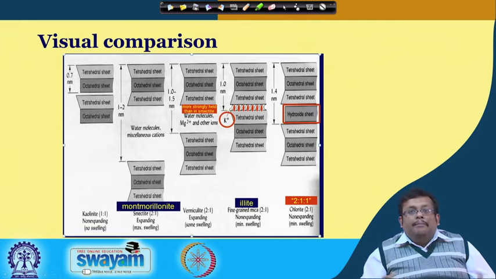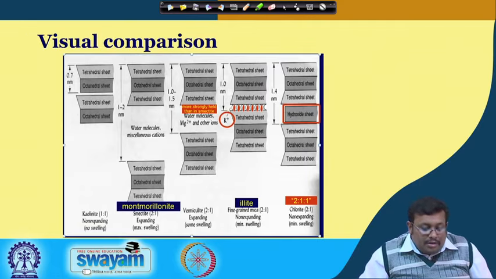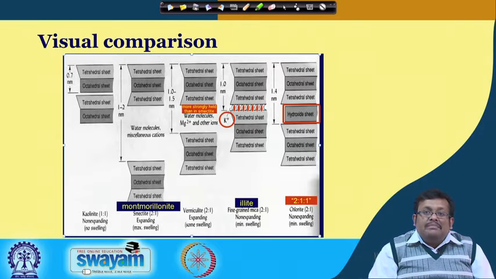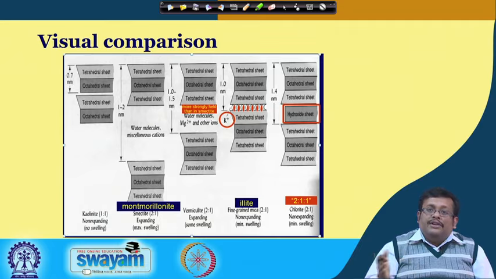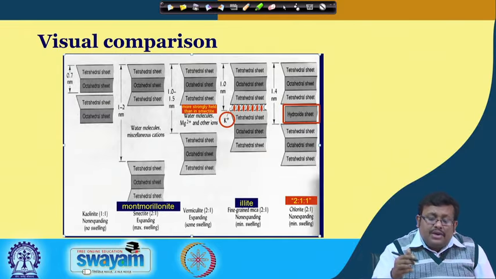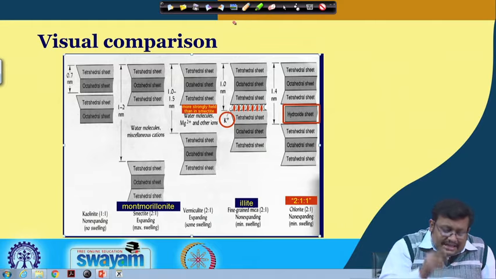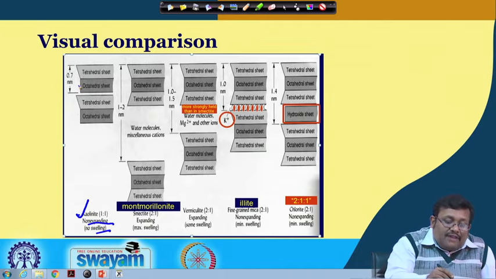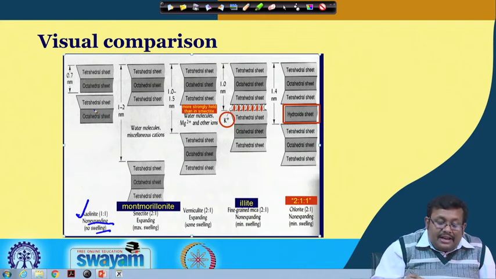So, let us see a visual comparison between all the different types of major clay minerals. Remember that there are hundreds of different clay minerals. However, we are only focusing on 4 to 5 major ones. Let us see how we can separate them visually. Let us start with the simplest one, kaolinite. It is non-expanding and non-swelling. It is a 1:1 type of layer with a d-axis spacing of 0.7 nanometer, followed by montmorillonite.